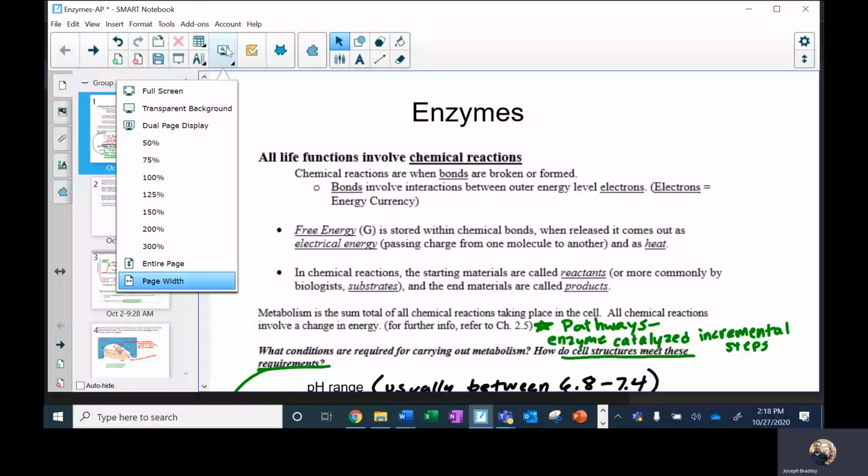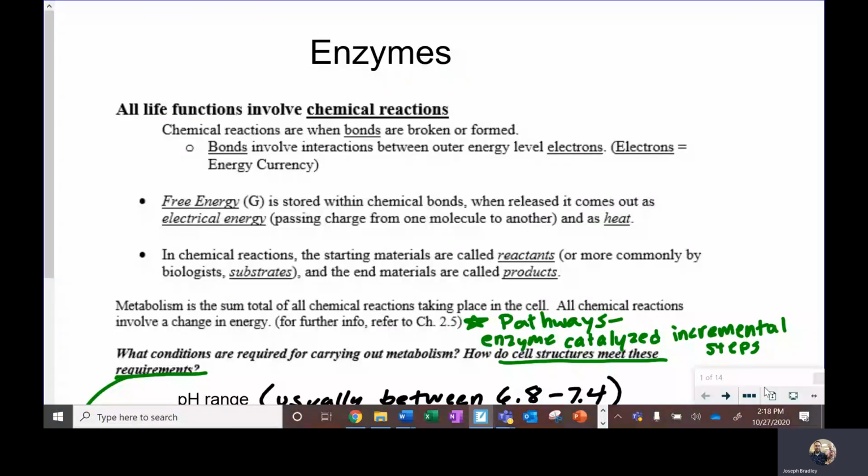So enzymes are an important function of proteins, and oftentimes we refer to this function as one of the most important parts. One of the reasons why is because of this basic concept: all life functions involve chemical reactions. Chemical reactions are when bonds are broken or formed, and bonds involve interactions between outer energy level electrons, and electrons are energy currency.